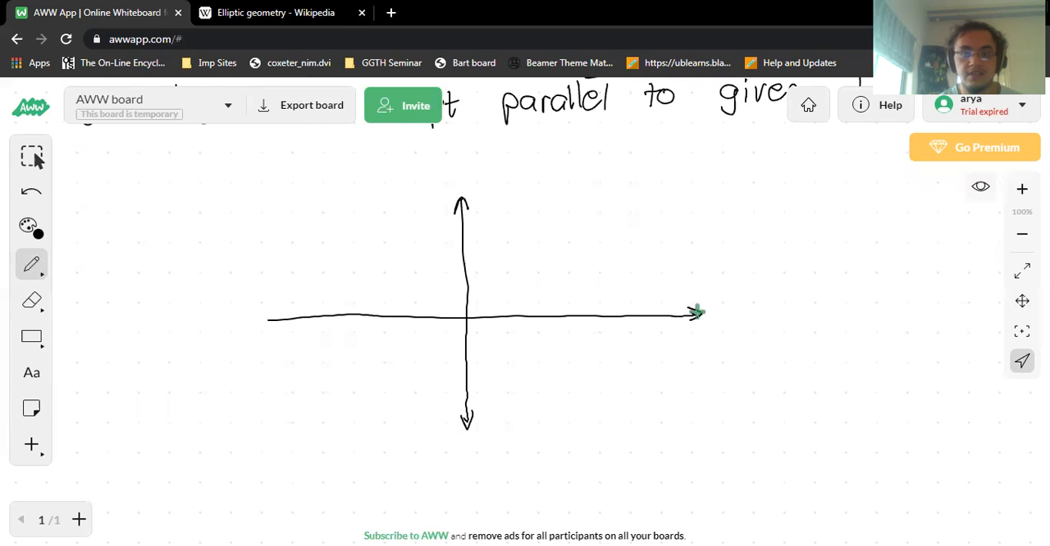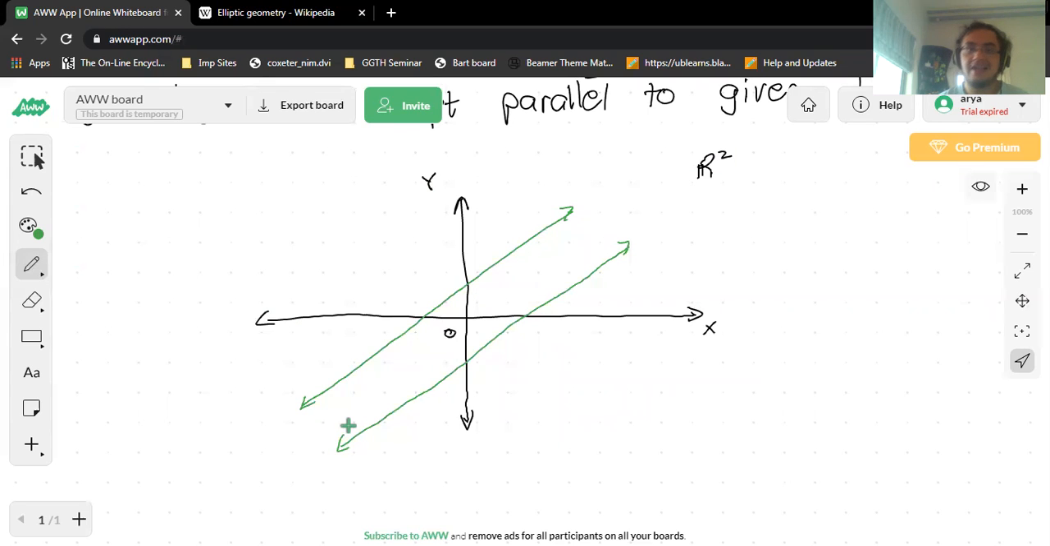So here I'm drawing the plane. So this is the plane R2. Say this is the x-axis, y-axis, and so on. Okay. And now, in green, I'm going to draw two parallel lines, which are parallel in the Euclidean geometry, in the Euclidean sense. Now we want to somehow make these lines not parallel.